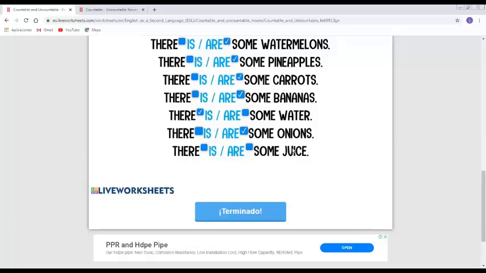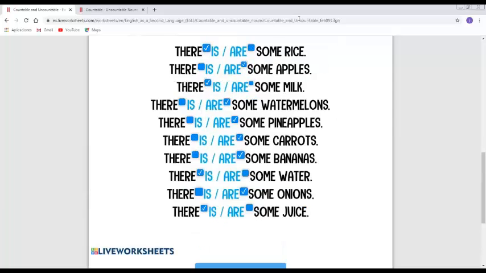Finally, juice. Juice, like orange juice. You know, like orange juice, for example. Juice, uncountable. No se puede contar. So the answer is, there is some juice. Okay? Continue now with activity number 2.